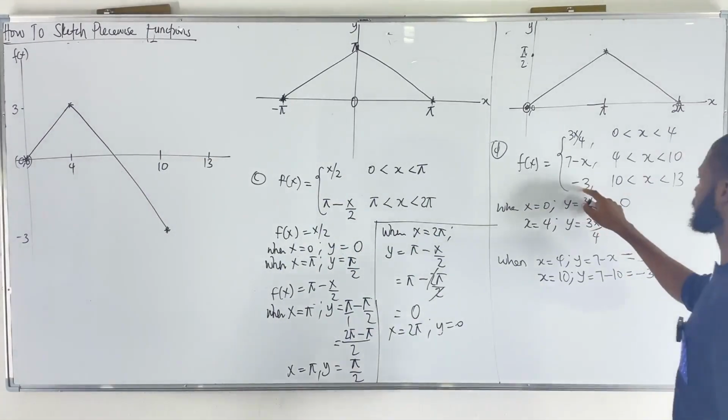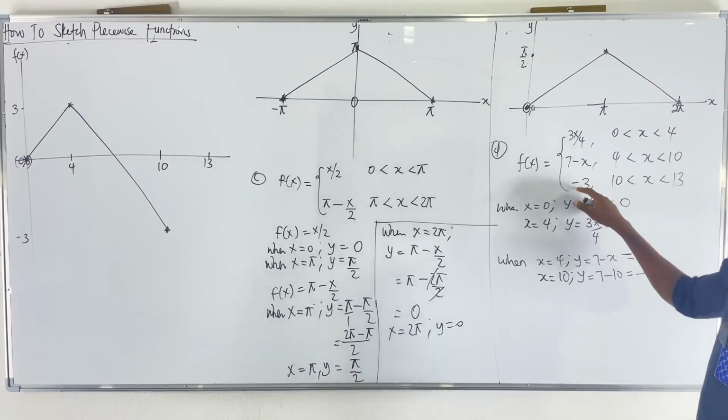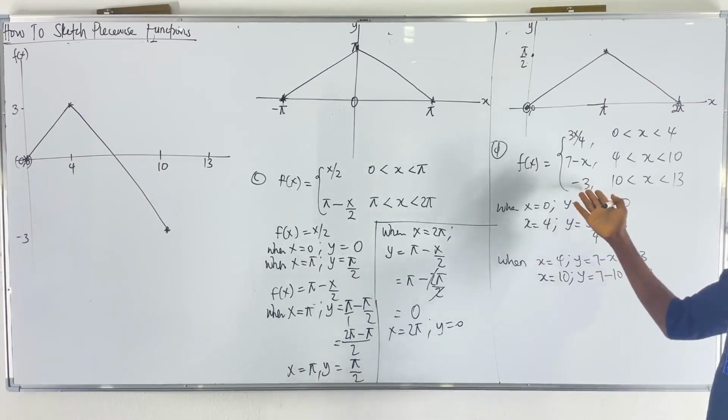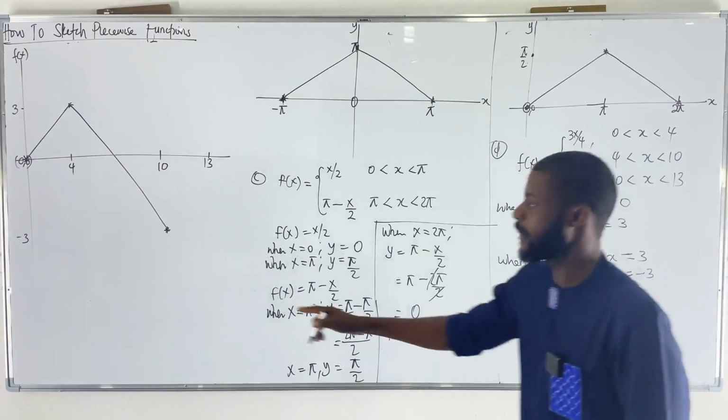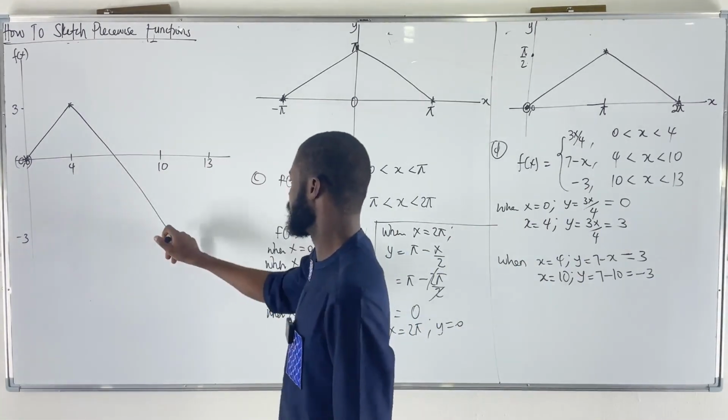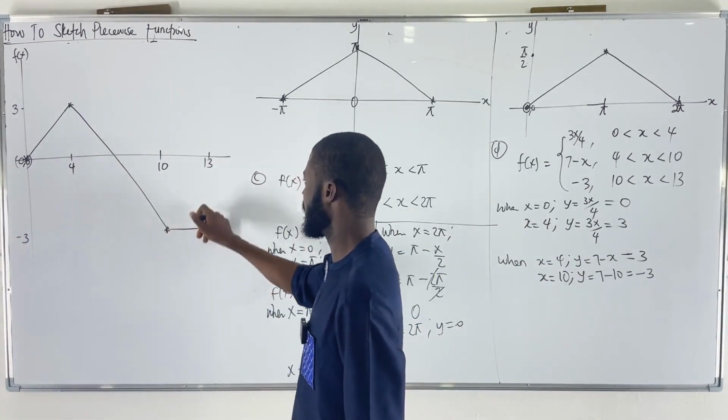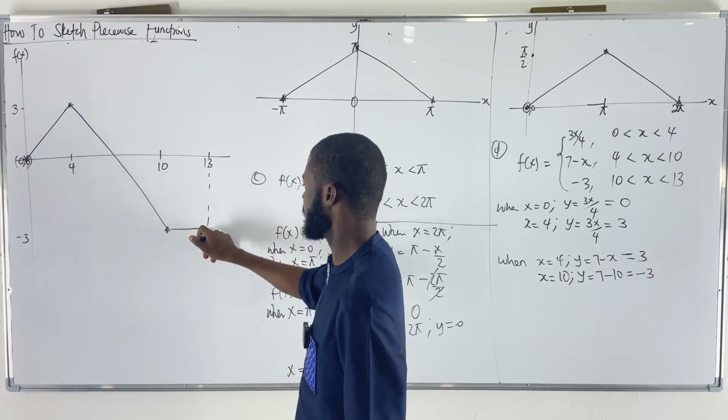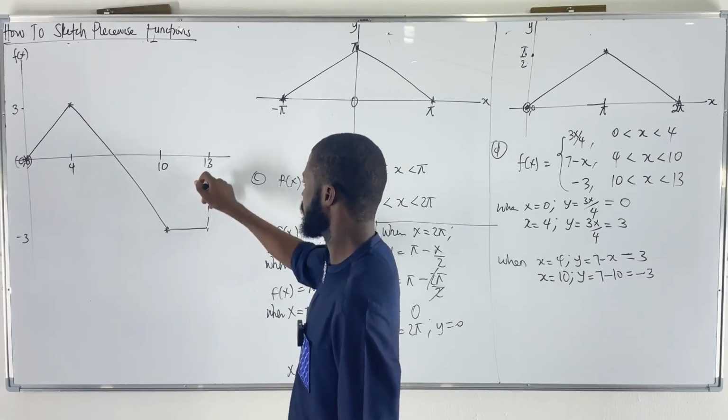Next is minus 3. When is minus 3? Minus 3 is just a horizontal line. This is your minus 3 here. Just this horizontal line, and it's going to be ending at 13. So that's just it.